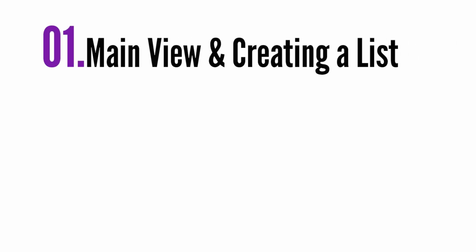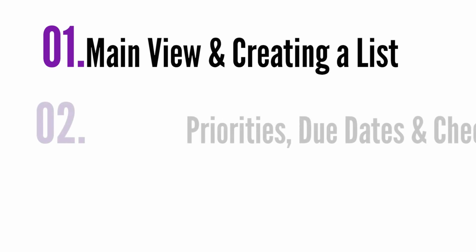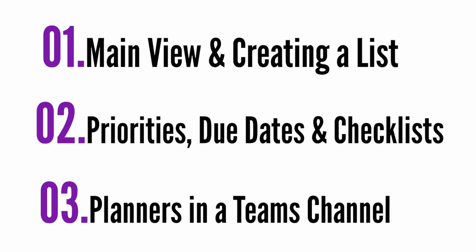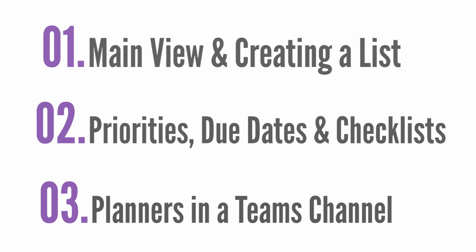First, we're going to talk about the main view of Task by Planner and creating a list inside this view. Next, we're going to talk about the priorities, due dates, and checklists. All of this is found inside creating a task. Finally, we're going to talk about planners in a Teams channel specifically. There are a few characteristics like buckets and assigning tasks that are a bit different.